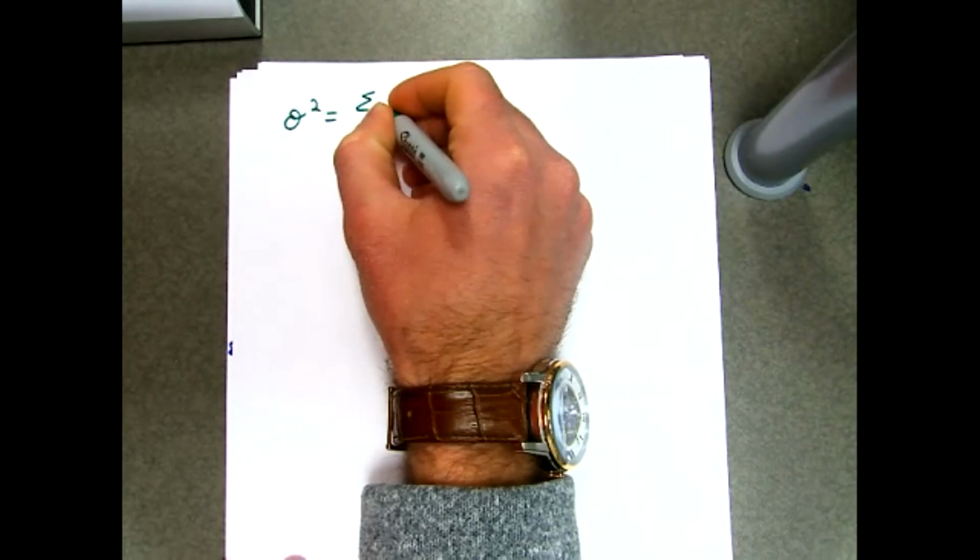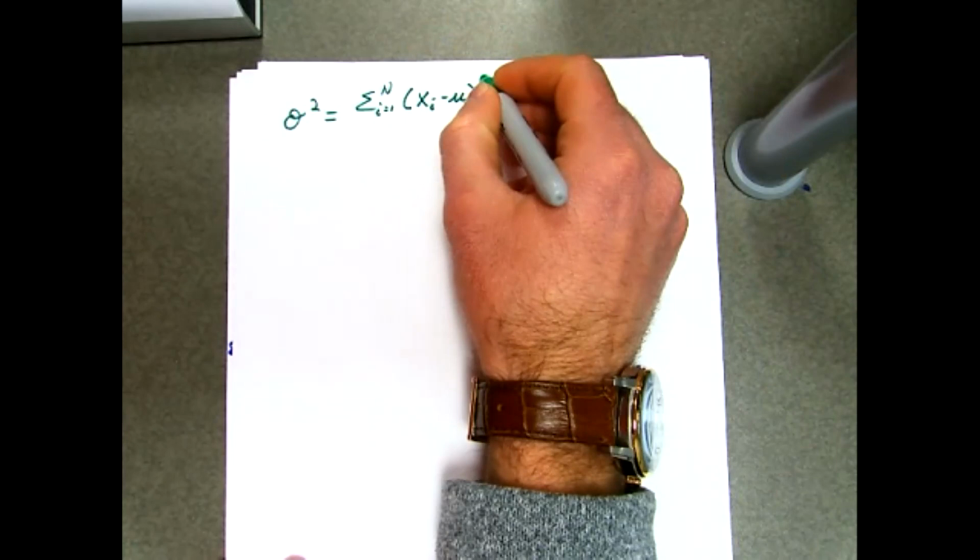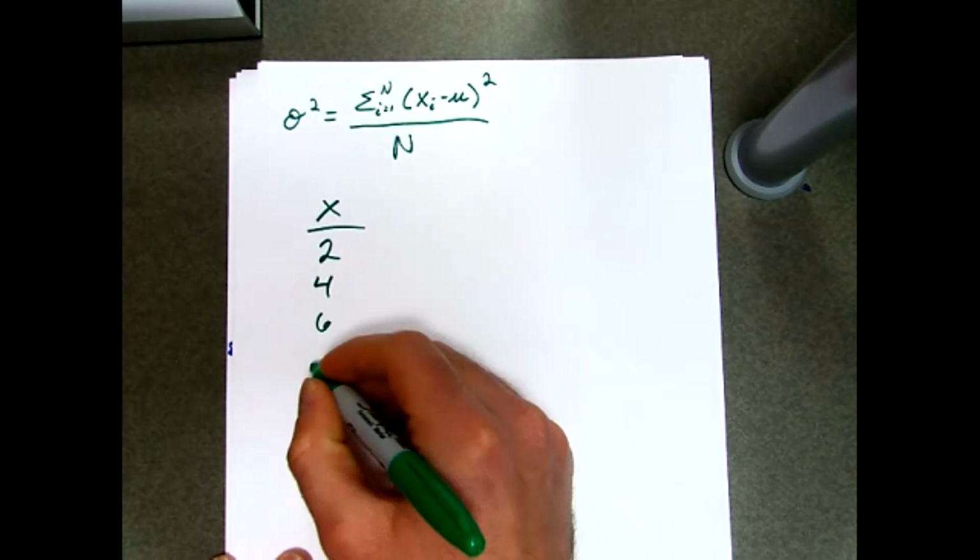I'll write that equation up there as a reminder. Start with the first, go to the last observation. For every single observation, take its deviation from the mean squared, add them all up, and then finally divide by the total number of observations. So let's say we have this variable X, and I'll use the same values as I did last class, I think. If we find the mean here, recall, I believe it is 6. So how would I find the variance?